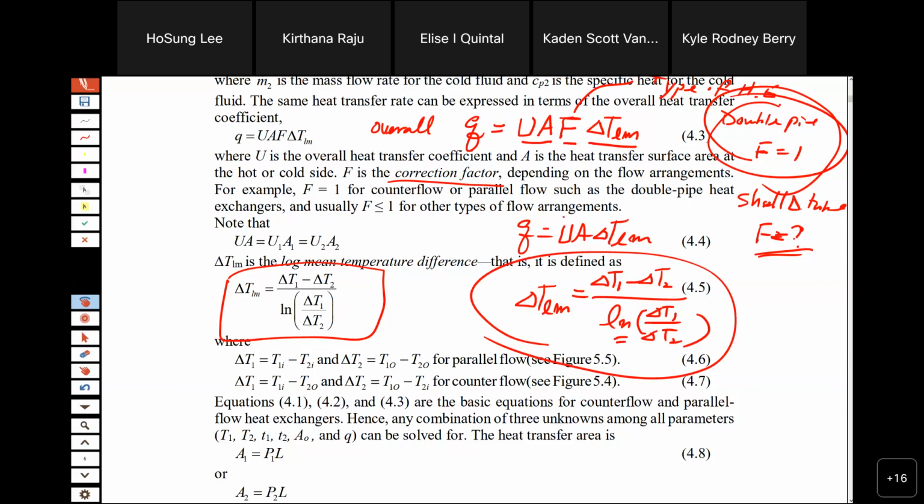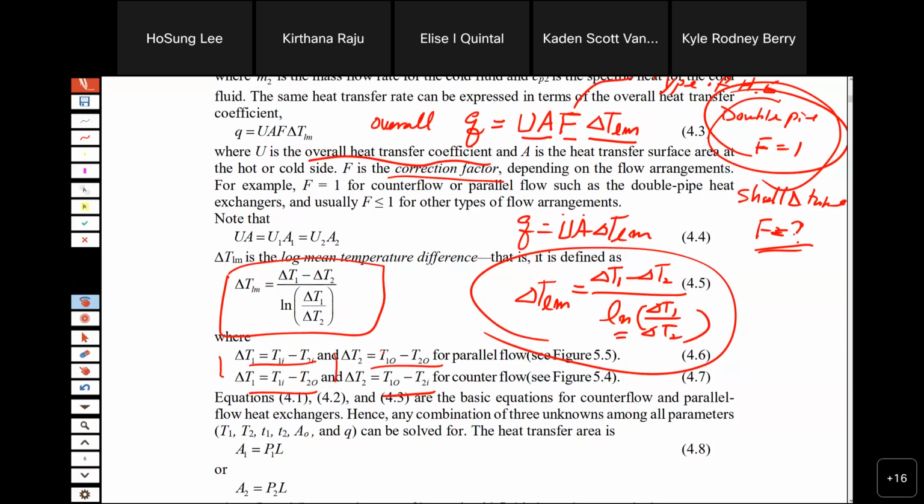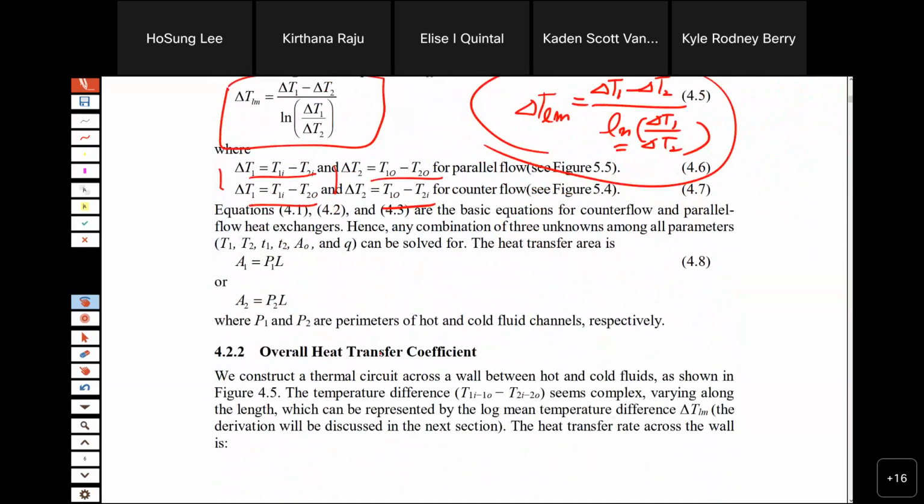So what is U overall? U is the overall heat transfer coefficient, like the convection coefficient, but there are two fluids, so we use overall. And delta T1, delta T2, we never need to remember. Okay, so in the figure showing the temperature distribution, U is overall, A is heat transfer area.